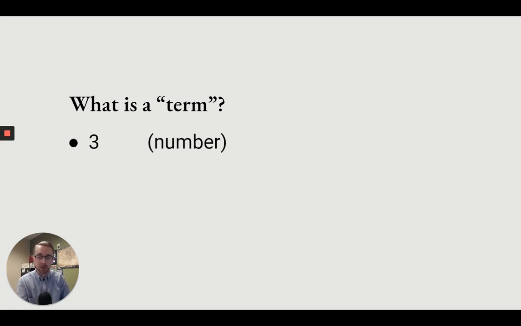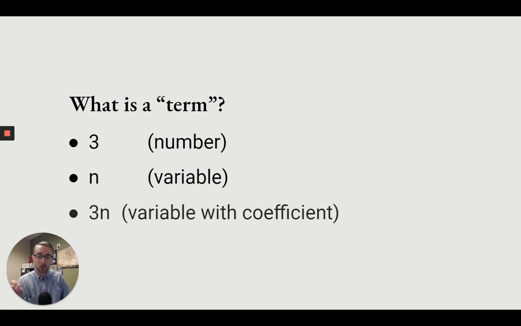So first, we need to ask the question, what is a term? When we're talking about combining like terms, what do we mean by a term? A term can be one of three things. It can be a number by itself, like 3. It can also be a variable by itself, like n. Or a term can be a variable with a coefficient, like 3n. When I say coefficient, I mean that number in front of the variable, the 3 in front of n.